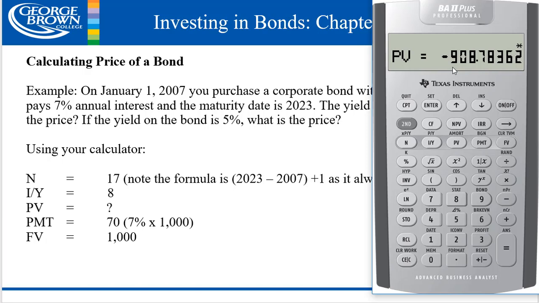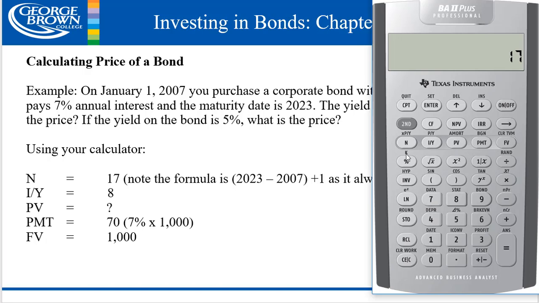We can see that the price of the bond to get an 8% yield with a 7% coupon over 17 years would be $908. 908 is less than 1,000. Yes, because it's an 8% yield with a 7% coupon, so I need to be able to buy the bond at a discount. Now again, the second part of the question says if the yield on the bond was 5%, if interest rates go down, what would be the price of the bond? Now you can see the yield is going to be 5%, but it's paying a 7% coupon, so you'll probably figure out that the price is going to be greater than 1,000.